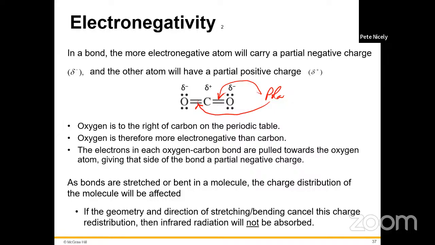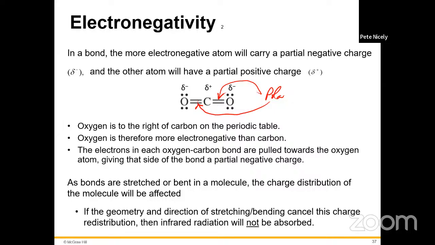Now, it says here that as the bonds are stretched or bent in a molecule, the charge distribution of the molecule will be affected, and therefore, as a result, you can have absorption of radiation.